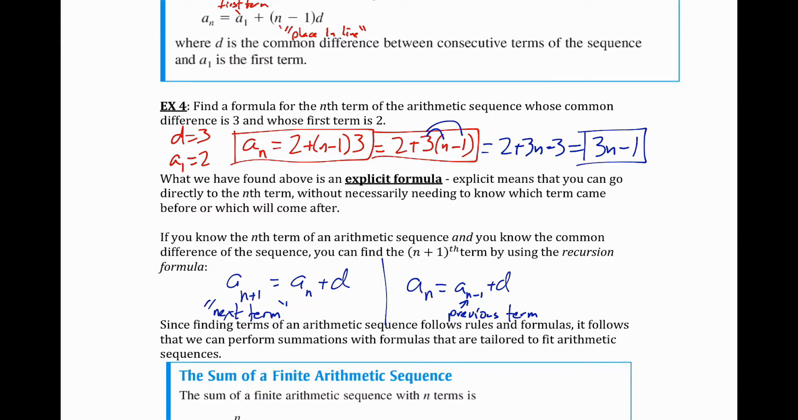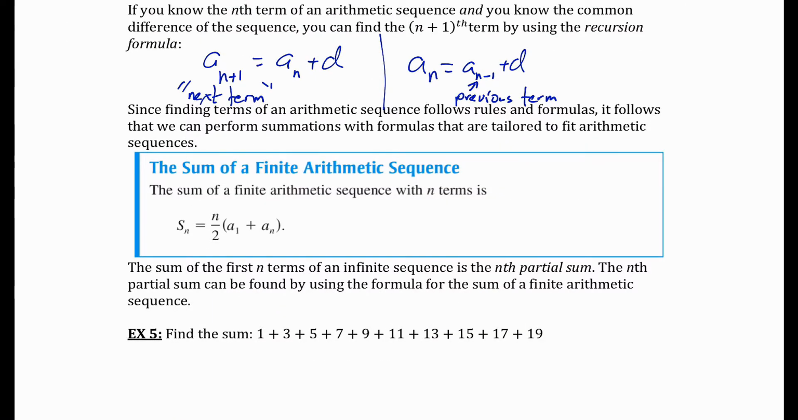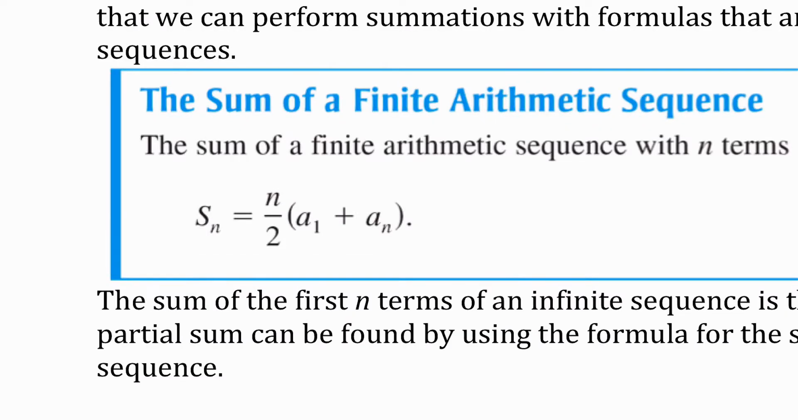It's the same thing. Now, we can also find the sum of a finite arithmetic sequence. The sum of a finite arithmetic sequence with n terms is found as follows. S sub n, the sum of the first n terms, is equal to n divided by 2 times a sub 1 plus a sub n. Now, another way that I've used this is I say n times a sub 1 plus a sub n, over 2.